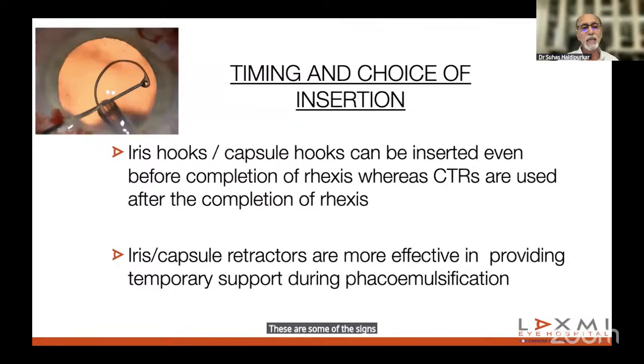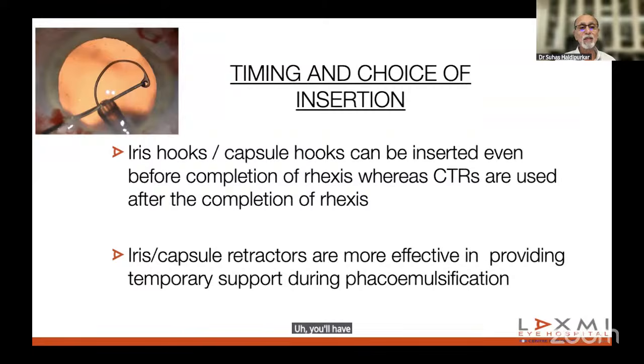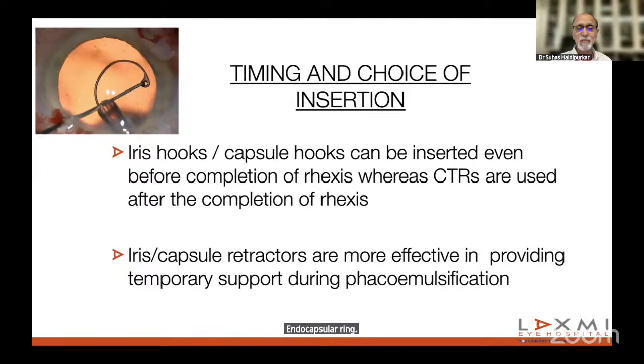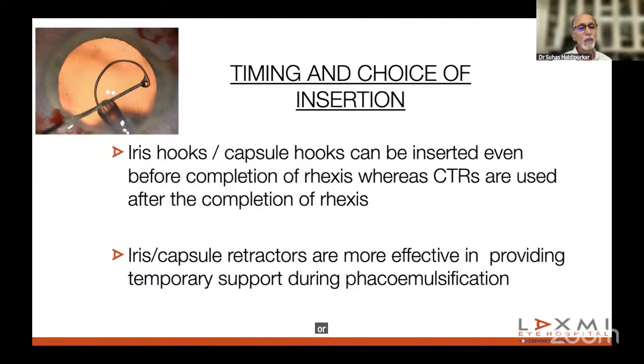Then the mainstay when you have subluxation is how you are going to fix the bag. When it comes to fixing the bag, there are two things. One, you need hooks to fix the bag, and after the hydrodissection and nucleus removal, you'll have to have a 360-degree fixation of the bag, and that's done with your endocapsular ring. These iris hooks, which are used for expanding the pupil, can also be used for keeping the bag open or holding it, or it's better to use capsular hooks because they are less traumatic to the bag.